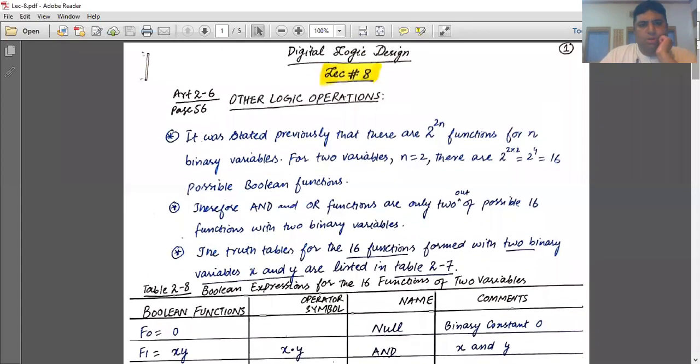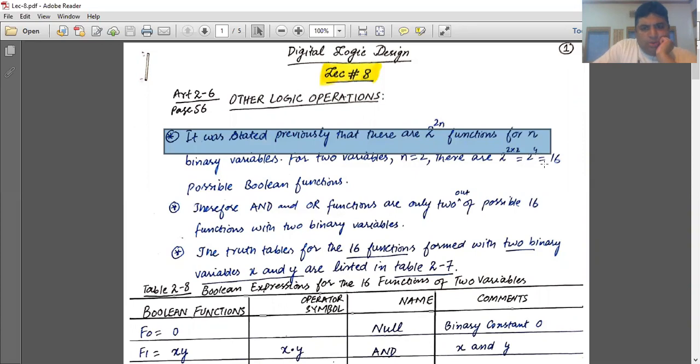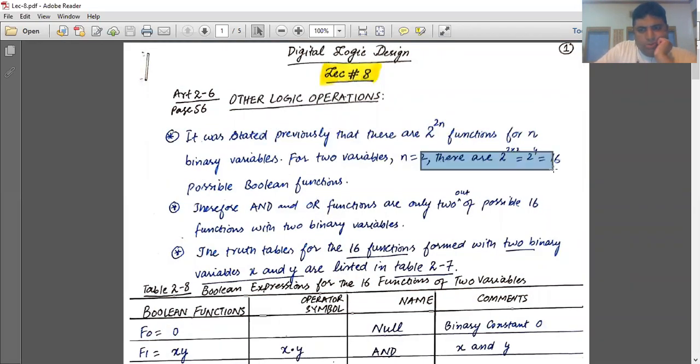Here it is stated that, as stated previously, there are 2 raised to power 2n functions of n binary variables. For two variables, n is equal to 2, there are 2 raised to power 4, or 16 possible Boolean functions.